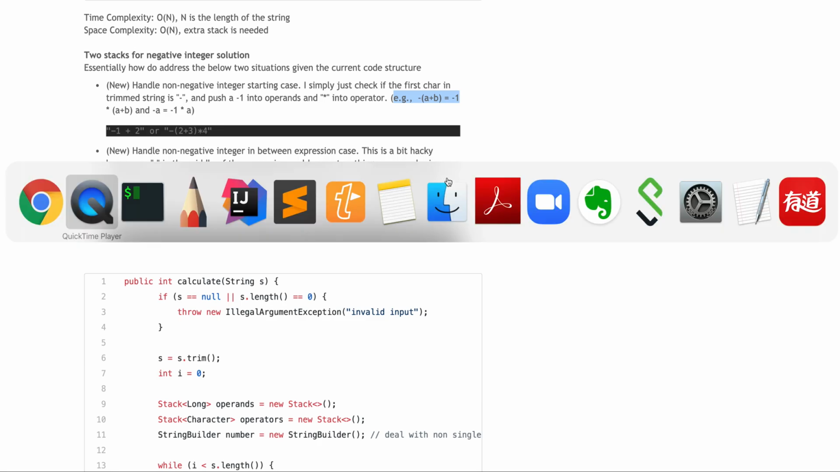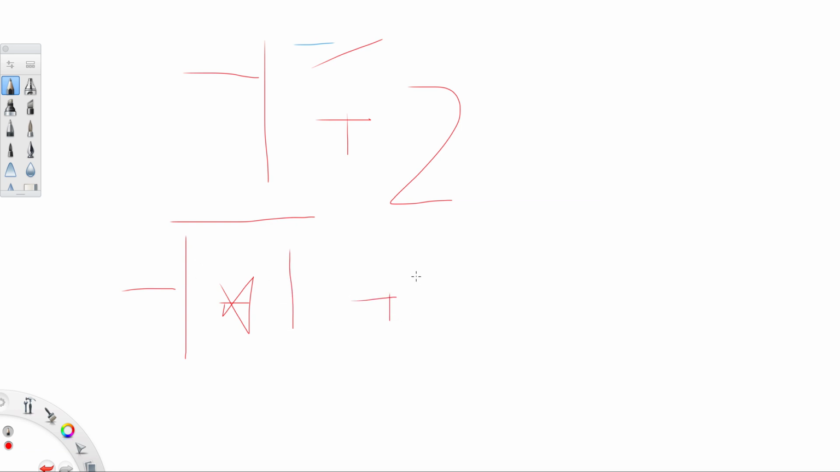So if you have minus one plus two, once I detect this case, I will have a minus one in the operand stack, and push a times into the operator stack. So this is basically equivalent to this. I'm translating this minus one plus two to minus one times one plus two.